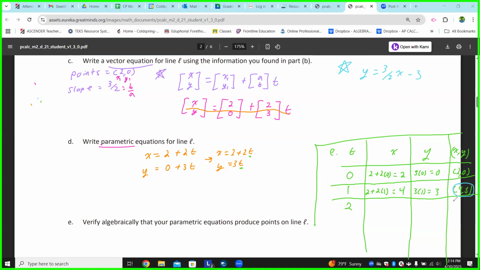If it ends up being a true statement, then it's a point that would fall on that line, regardless of whether you're a bad artist. y, the 3 that I calculated, equals 3 halves times 4, that's what I calculated for my x. What's 3 halves of 4? It gives you 6.